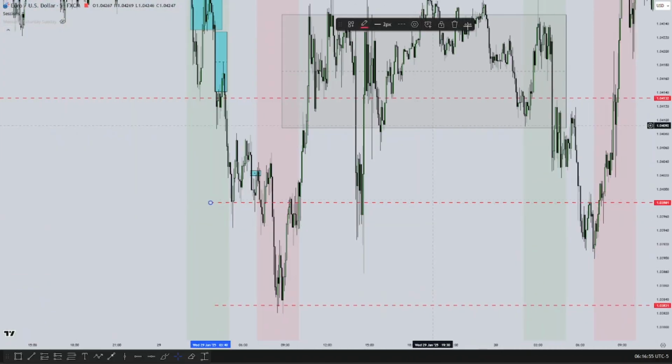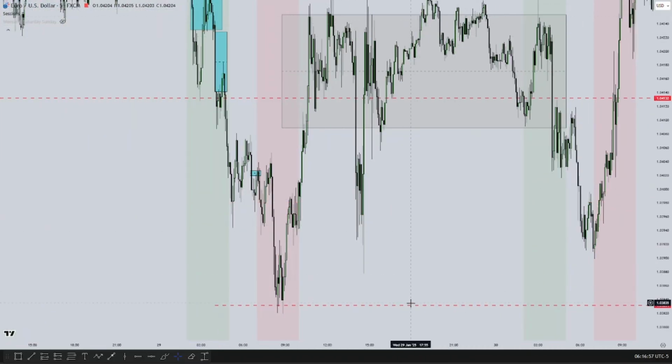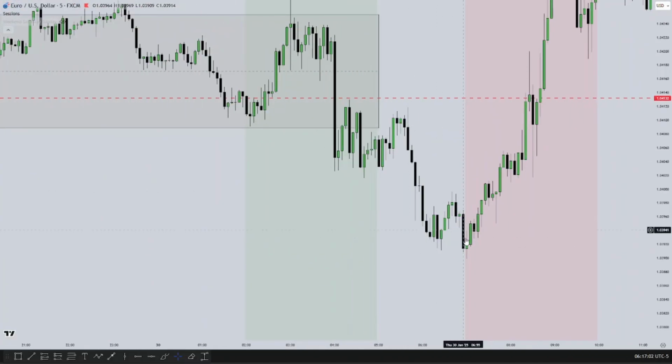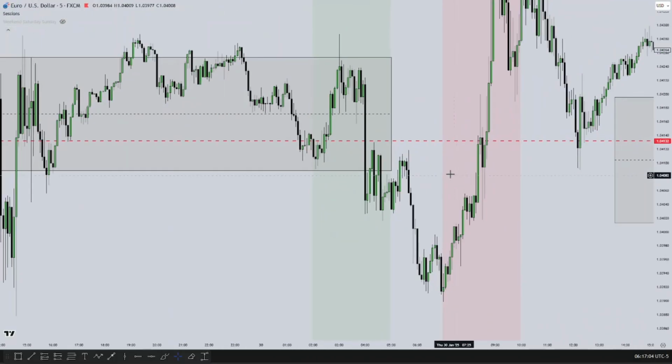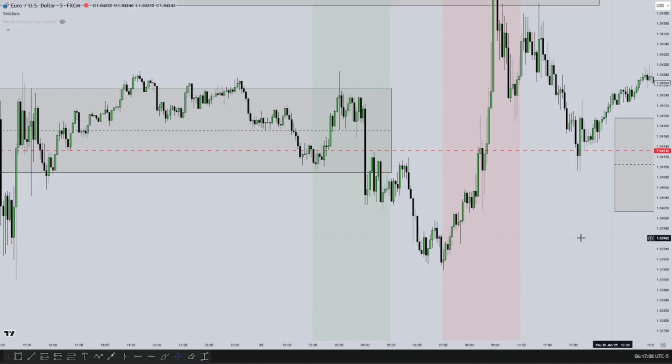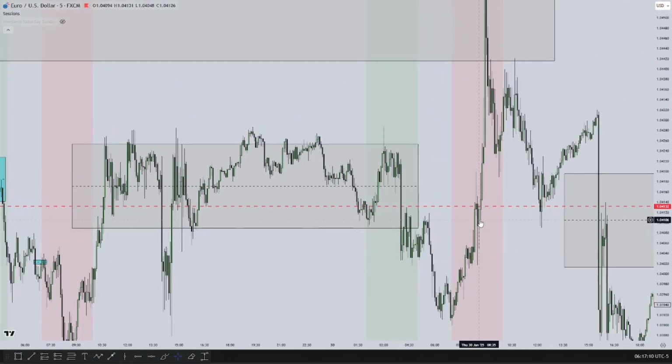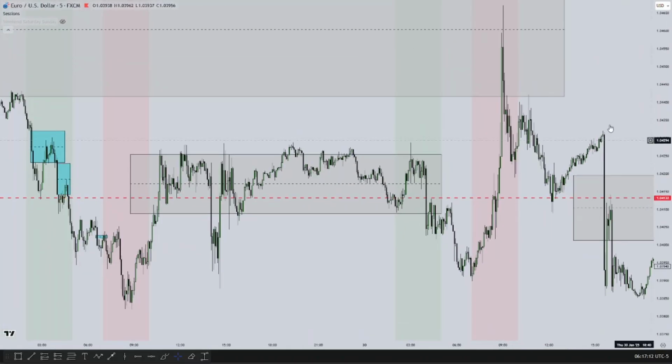This was actually where things got a little tricky for me on Thursday, because price did a retracement back to the daily range, but price traded through the daily range and there was a high impact news that led to higher prices to the 4-hour fair value gap.